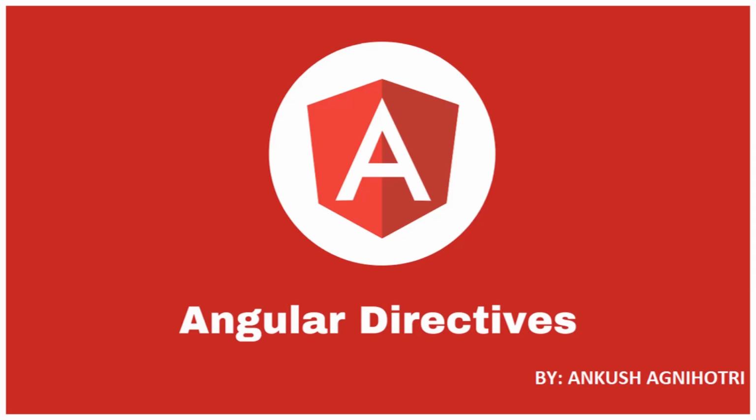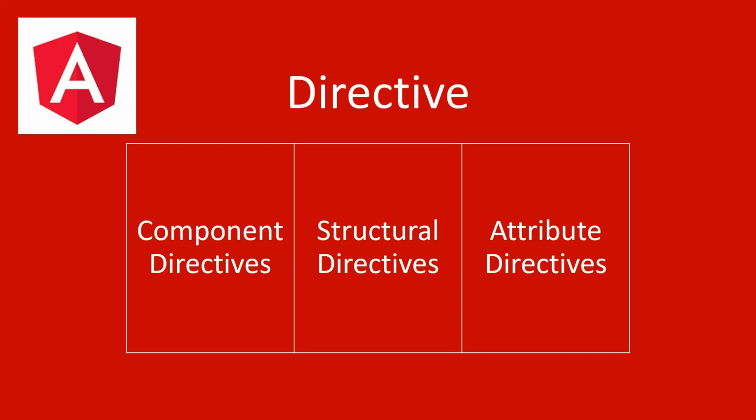So let's start. Today we will talk about the Angular directives. Basically, Angular directives help us to manipulate the DOM. You can change the appearance, behavior or layout of the DOM element using the directives. Basically they help us to extend HTML's ability. There are three kinds of directives in Angular. First is the component directive, second is the structural directive, third is the attribute directive.